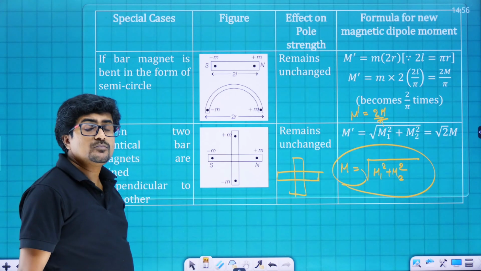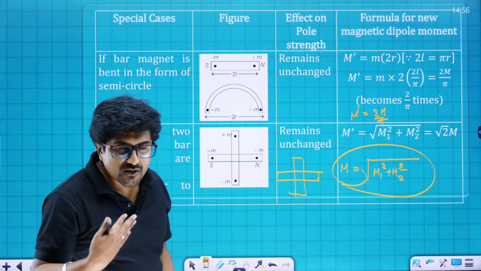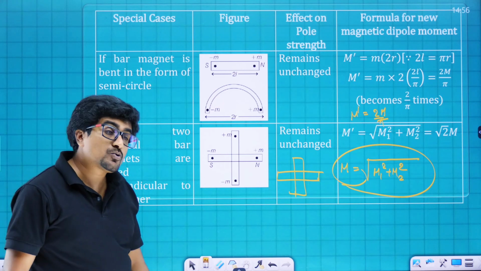is going to be the direction? That has to be from south pole towards north pole. In the electric dipole moment, it was from negative charge to the positive charge. Here it is magnetic dipole moment, that is from south to north.